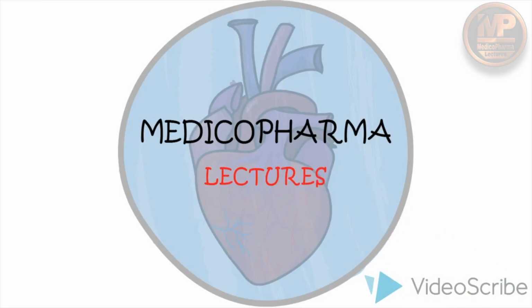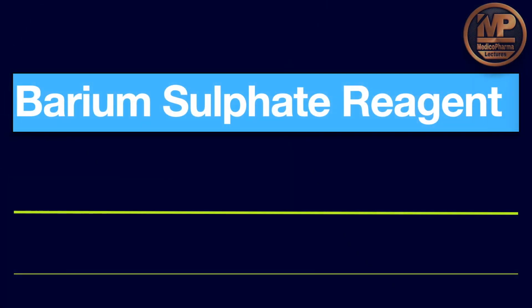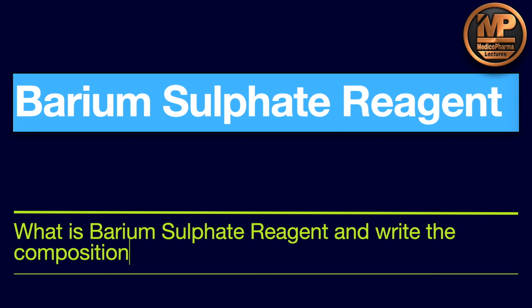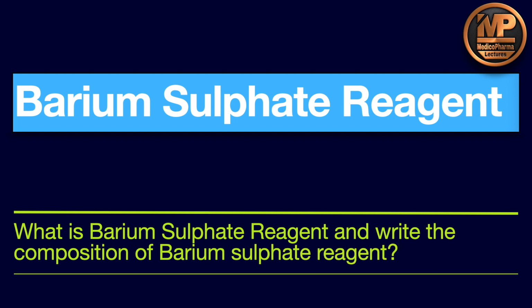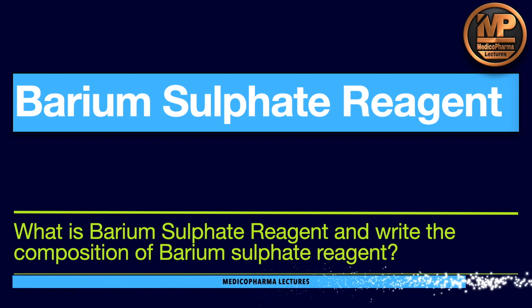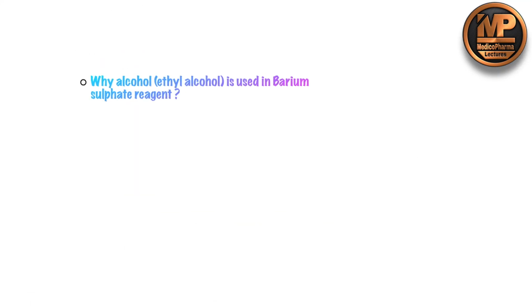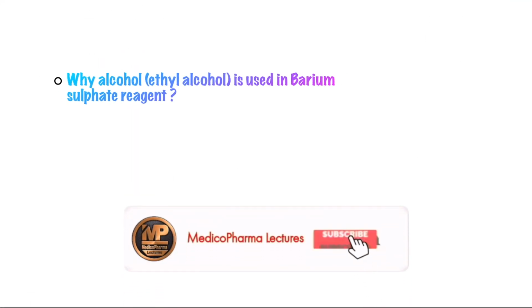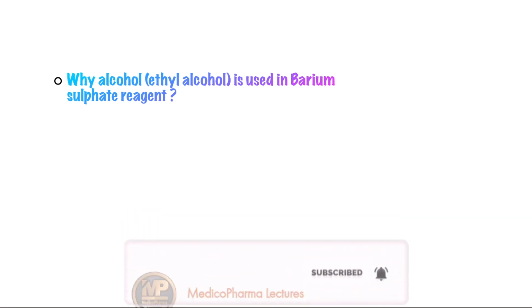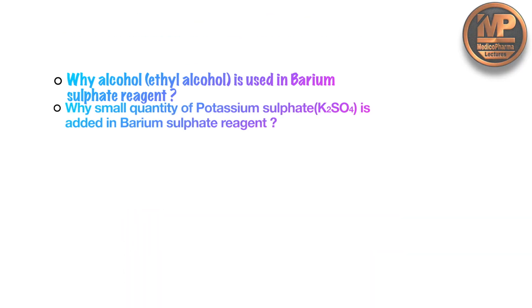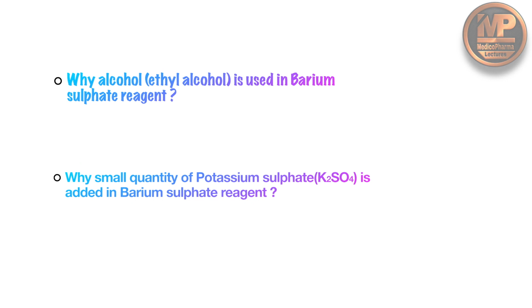Today we are going to discuss a small topic called barium sulfate reagent, which is very important from an examination point of view. The question generally comes like, what is barium sulfate reagent, and write the composition of barium sulfate reagent. Along with that, certain other types of questions will also come in relation to this topic. Why is alcohol or ethyl alcohol used in barium sulfate reagent? Similarly, why is a small quantity of potassium sulfate, K2SO4, added in barium sulfate reagent?